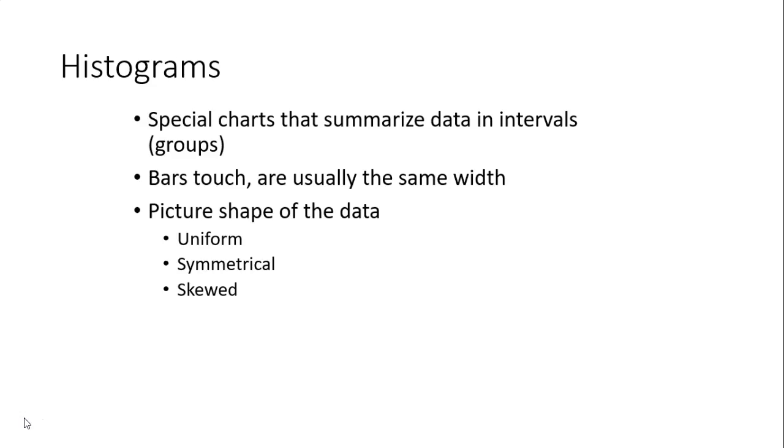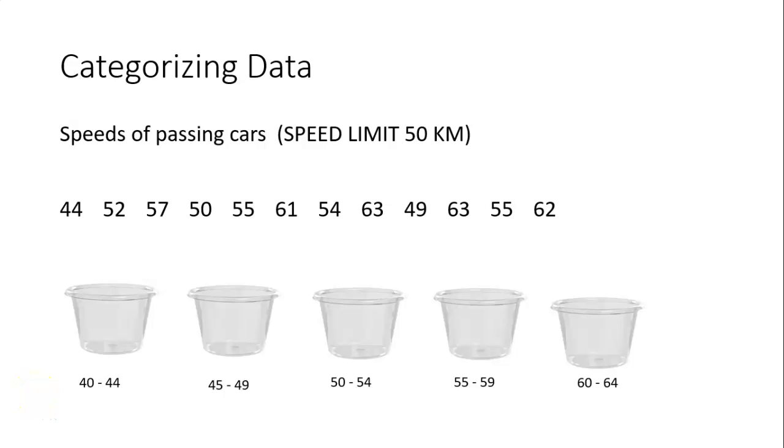Histograms are really good for giving you a picture of the shape of the data so that you can better tell if it's uniform, symmetrical, or skewed. So looking at an example, we have the speeds of some passing cars. The speed limit is 50 kilometers, but we have speeds that go in the 40s, in the 50s, in the 60s. So if we wanted to categorize these, sometimes people say it's like putting them into bins or putting them into buckets. So we have some buckets here.